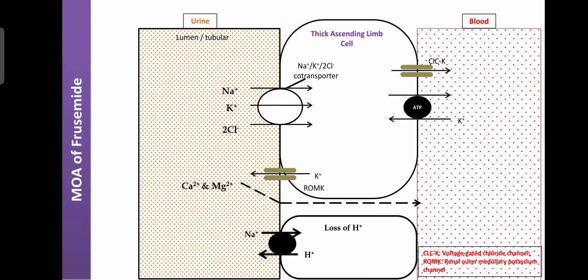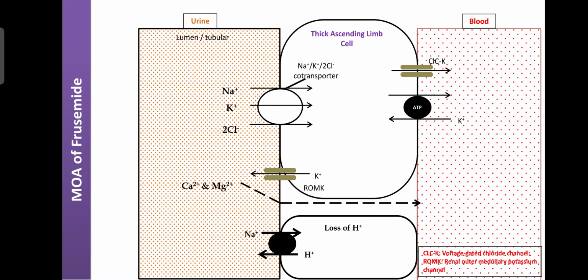Here, the sodium, potassium, and chloride ions are filtered by glomerular filtration because their size is very small. Due to that, they are filtered through the glomerular apparatus and are then found in the lumen, in the urine. That fluid is present in the tubular lumen.